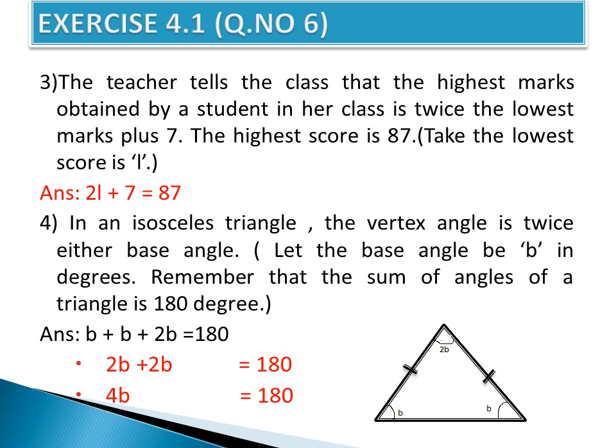Okay. Now let us see the fourth one. In an isosceles triangle, the vertex angle is twice either base angle. Let the base angle be b in degrees. Remember that the sum of angles of a triangle is 180 degrees. You just look at the diagram on the screen. One isosceles triangle is there. What is the meaning of isosceles triangle? Any two sides are equal. So these two sides are equal, as shown in the diagram, you can see that.